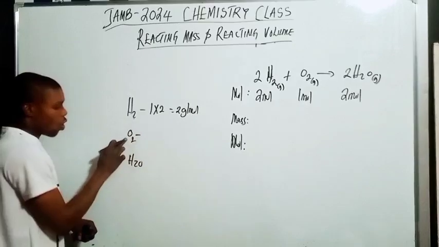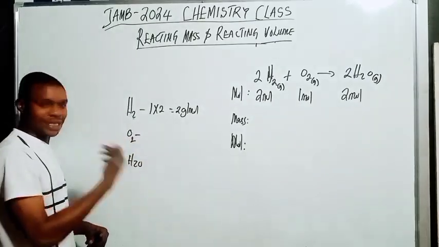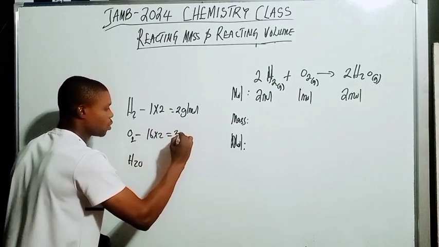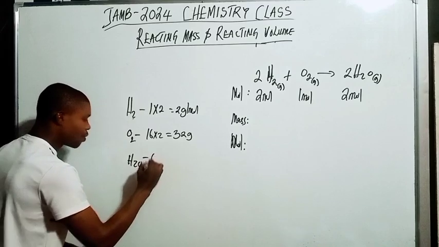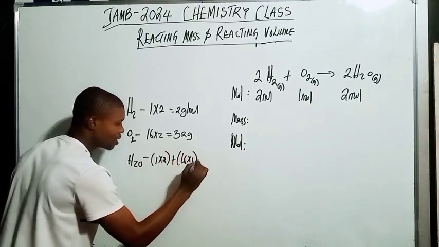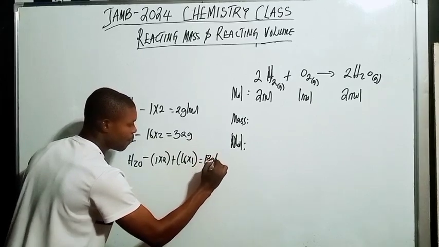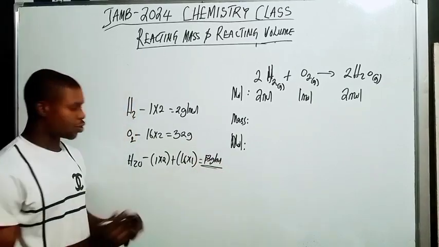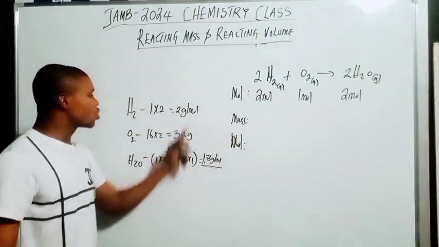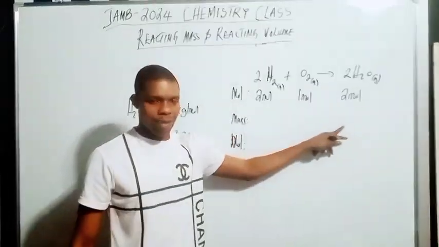What about here? Oxygen is 16. The atomic mass is 16, right? Times 2, 16 times 2. Here we have 32 gram, right? So what about from here? Here we have 1 times 2 plus 16 times 1, right? That will be 18 gram per mole. Please pay close attention here. So here we have 18. So now we are going to use these here to get the balanced mass, right?